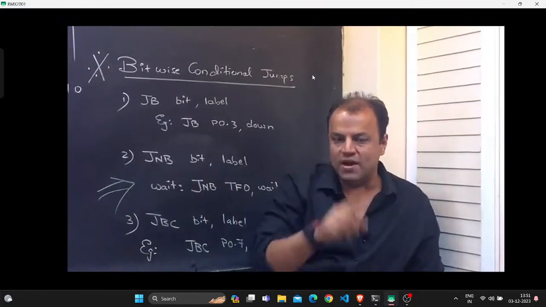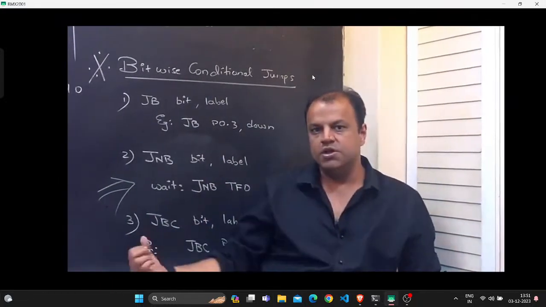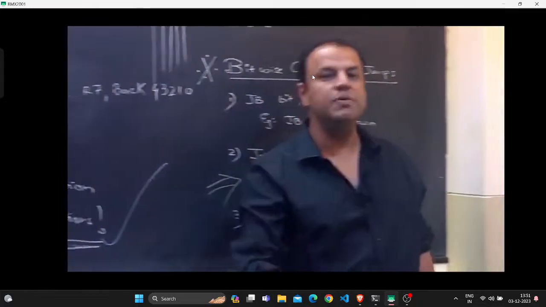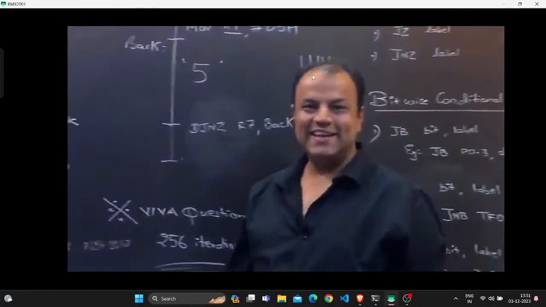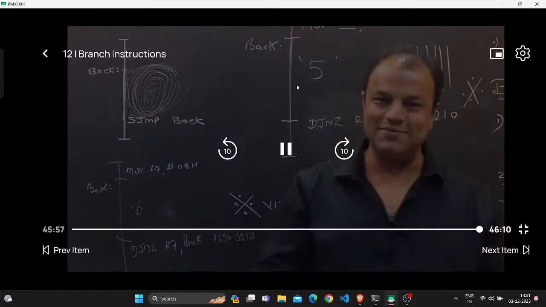Boolean conditional instructions are used to check individual bits of registers. JB will jump if the bit is 1, JNB will jump if the bit is 0, JBC will jump if the bit is 1, and while jumping will make the bit 0. Please tell me, are you clear? That's the whole conditional or branch instructions of the 8051.